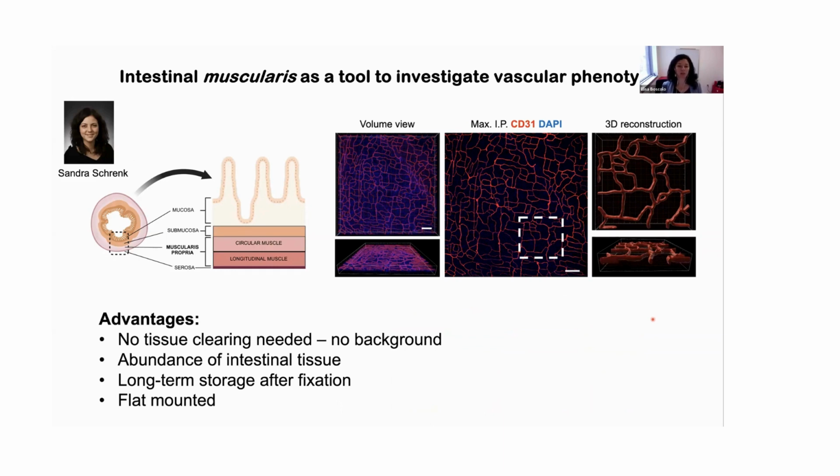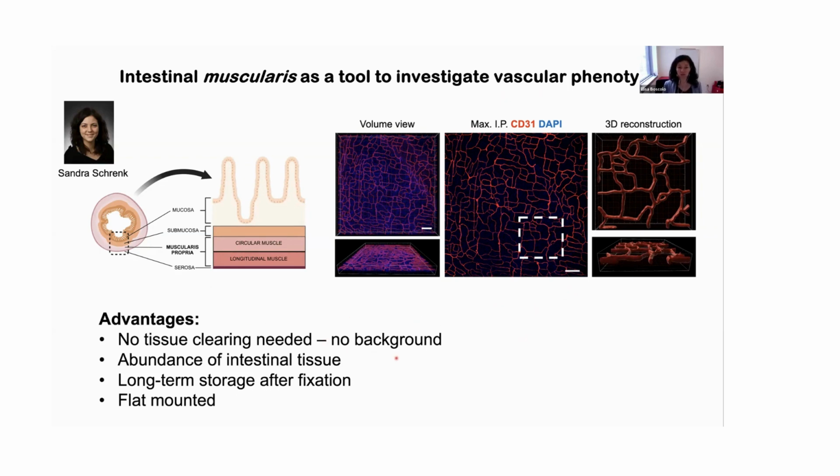And Sandra Schenk in my lab really devised this and made it a beautiful tool to look at blood vessels. What we're looking at specifically is this layer of the intestine, which is called the muscularis propria, and this is very finely vascularized. You can see how beautiful the vascular plexus is here in the CD31 staining. And it's also fairly simple.